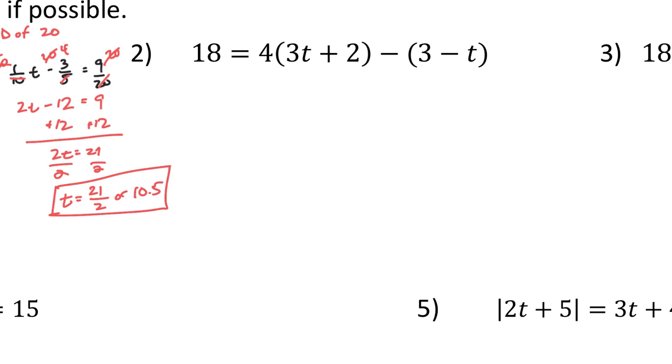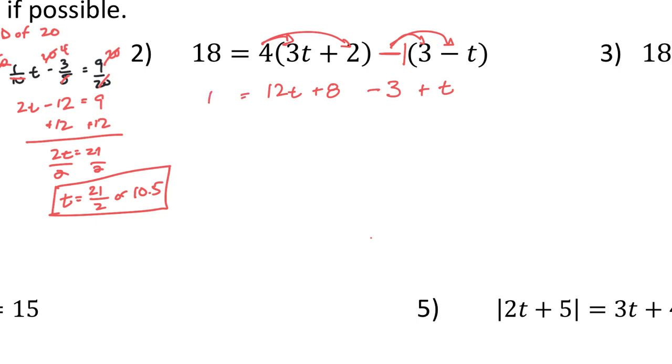Okay? So we're going to distribute the 4 to the 3t, which gives us 12t. Distribute 4 to the 2, which gives us plus 8. This minus sign right here is like having a negative 1 in front. So we're going to distribute negative 1 times 3, which gives us minus 3, or negative 3. Negative 1 times a minus t, the two negatives cancel out and we get plus t.